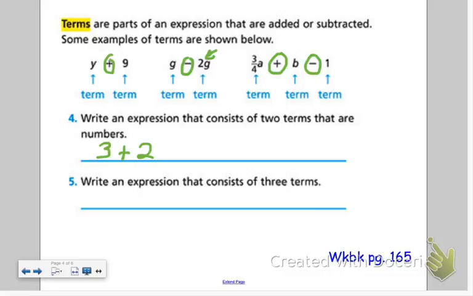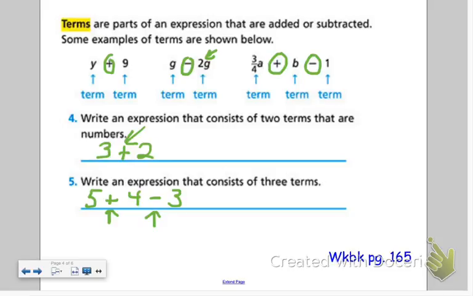You can try to come up with one on your own if you'd like. It doesn't have to be an addition sign separating them. Remember, you can also have subtraction. Number 5, write an expression that consists of 3 terms. Okay, you can make this very simple. You can make it all numbers, 5 plus 4 minus 3. That's an expression with 3 terms being separated by this addition and this subtraction.